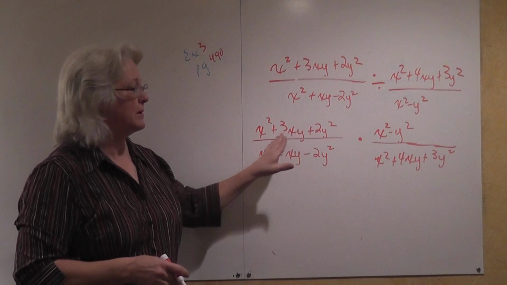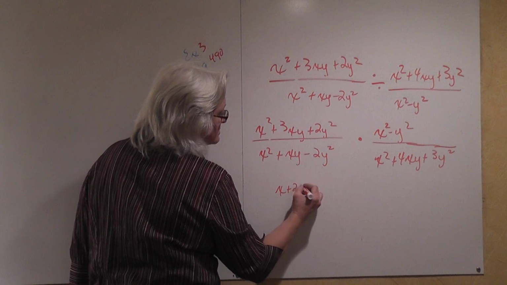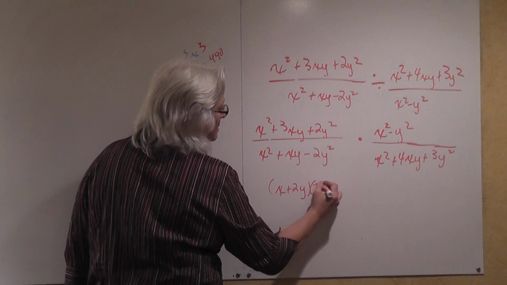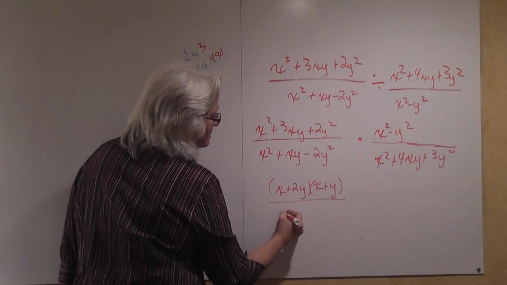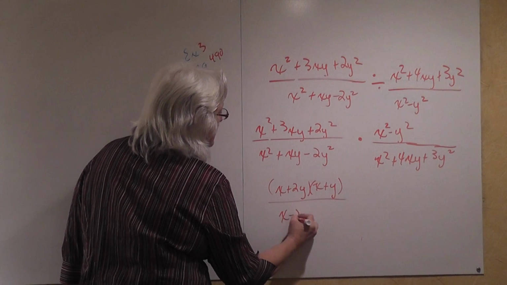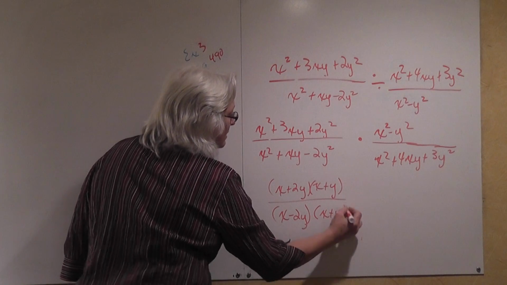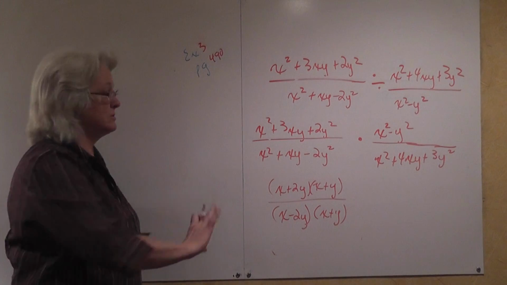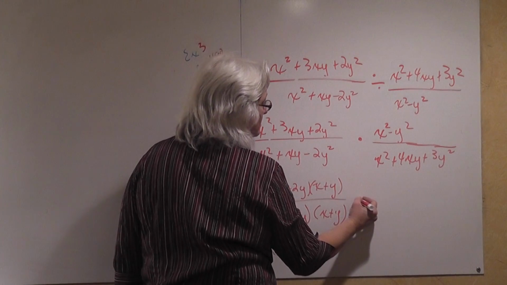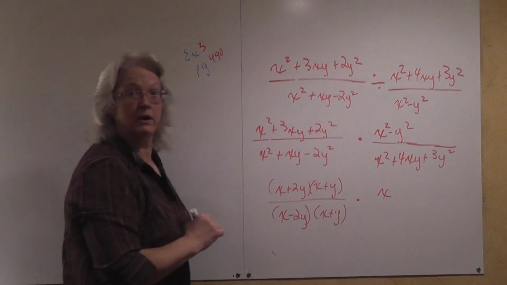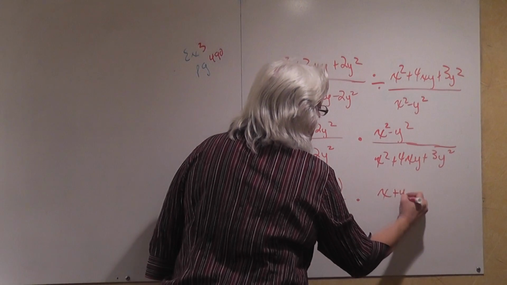These are both positives, so this is going to factor into x plus 2y times x plus y. Our denominator factors into x minus 2y times x plus y. Oh, that's nice. We've already got something in our first rational expression that will cancel. Times, we have x squared minus y squared. Jumps out at you that it's the difference of two squares. X plus y, x minus y.